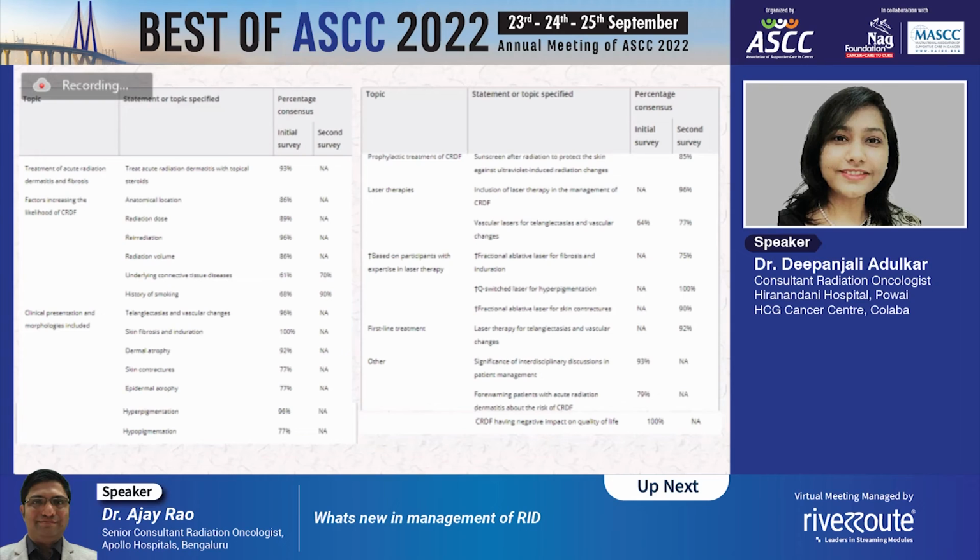I'm sorry for the very busy slide. What they looked at is whether topical steroids can be used, and 93% in the first survey itself said that yes, topical steroids can be used for treatment of acute radiation dermatitis. Now, with respect to factors which cause chronic radiation dermatitis, whether radiation dose, re-radiation, the volume, or the anatomical location impact the severity of chronic radiation dermatitis, most of the panel of experts agreed that yes, they do.